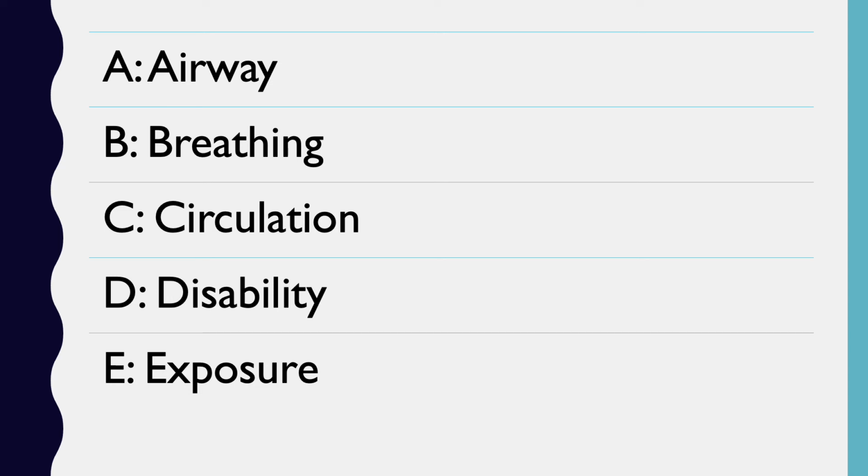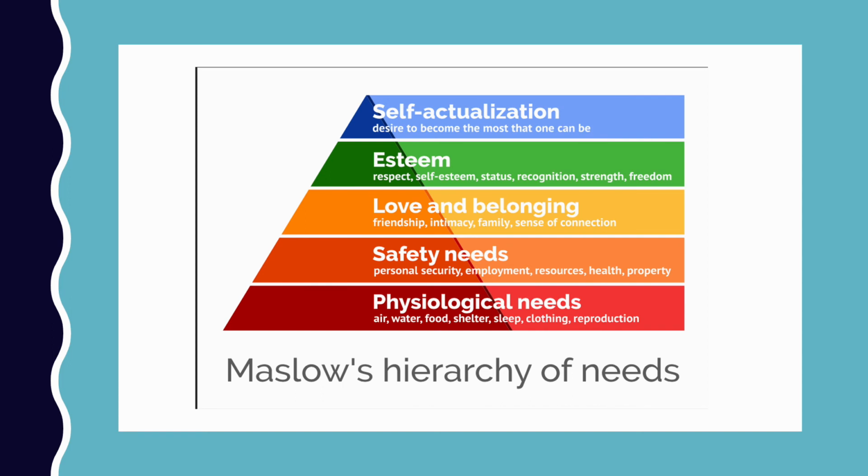And then E is for exposure or environmental. So if somebody's hypothermic, you want to make sure the environment is warm enough for people and they're warm enough. You want to make sure they don't have a fever. So those are just some of the things you can be thinking of when you're prioritizing. Now, the next method you learned in fundamentals and also Nursing 100. So it's Maslow's hierarchy of needs. Now, you always have to remember to do your physiological needs first, okay, when you're prioritizing, and then safety needs.